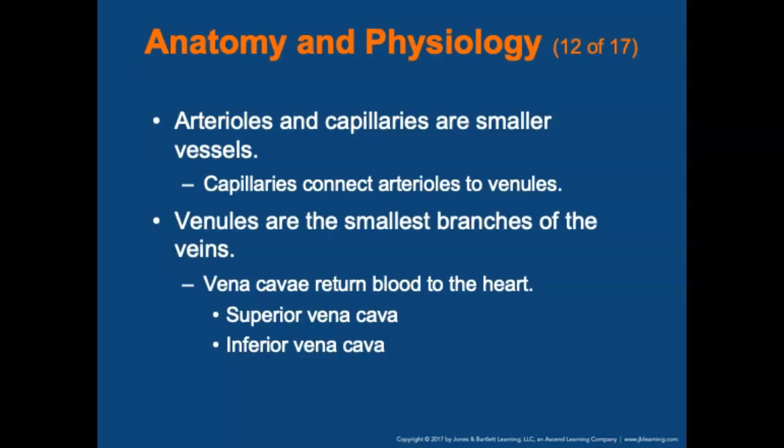The vena cava returns oxygen-poor blood to the heart. The superior vena cava, which is the upper one, carries blood from the head and the arms back to the right atrium. And the inferior vena cava, which is the lower one, carries blood from the abdomen, kidneys, and legs back to the right atrium.